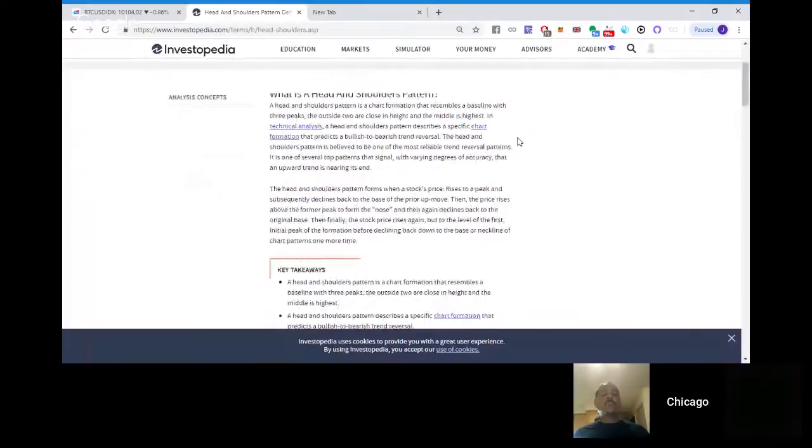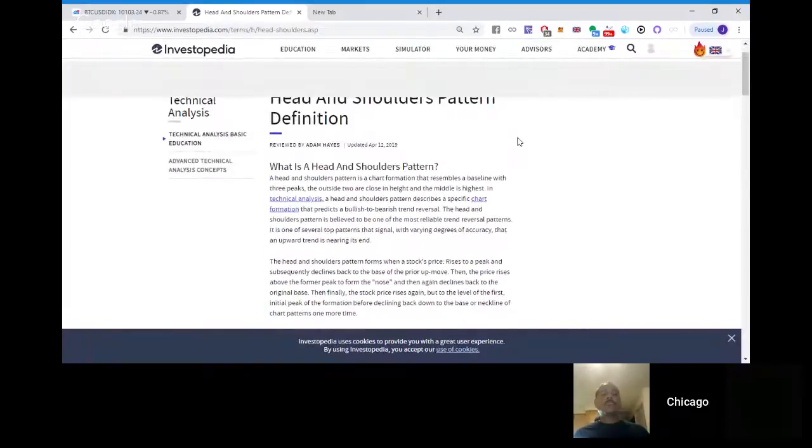Definition. A head and shoulders pattern, which is what we just looked at, is a chart formation that resembles a baseline with three peaks. The outside two are close in height and the middle one is highest. In technical analysis, a head and shoulders pattern describes a specific chart formation that predicts a bullish to bearish trend reversal.